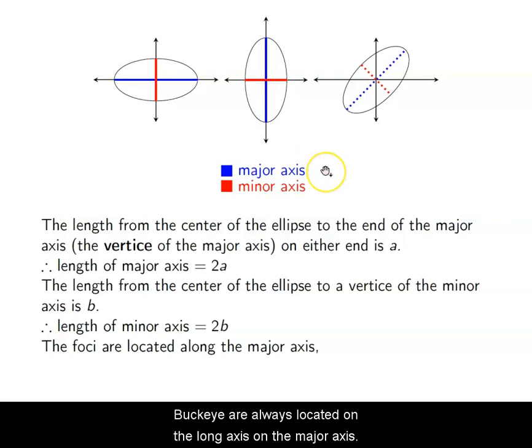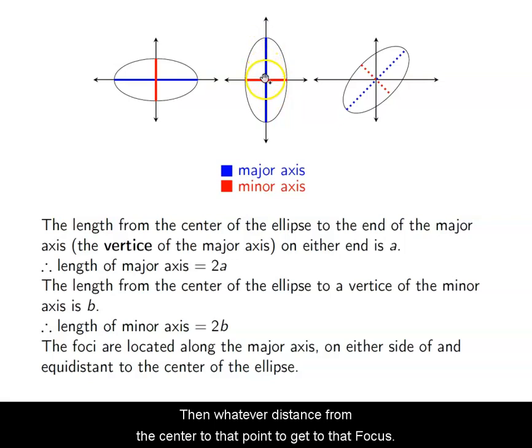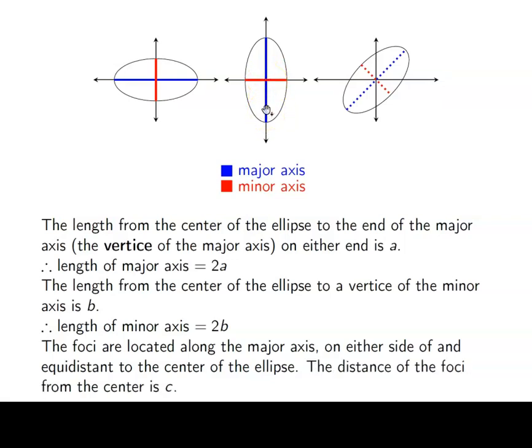Okay. The foci are always located on the long axis, on the major axis. And they are equidistant from the center. So if my focus is here for the top portion, then whatever distance from the center to that point to get to that focus, it's the same distance from the center downwards to get to the next focus. All right, and we call that distance C.